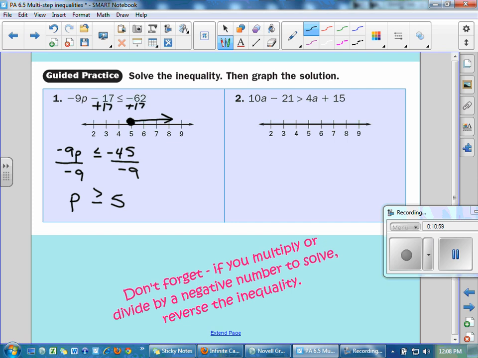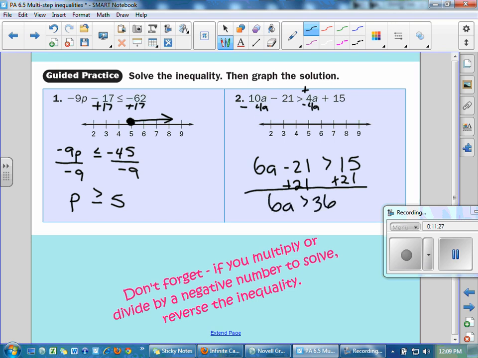Okay, number 2. I want my variables on the left, so I'm going to move my variables first. I have a positive 4a here. How am I going to undo that? Subtract 4a. 6a minus 21 is greater than 15. I'm going to add 21 to both sides. 6a is greater than 36. Divided by 6, divided by 6. A is greater than 6.